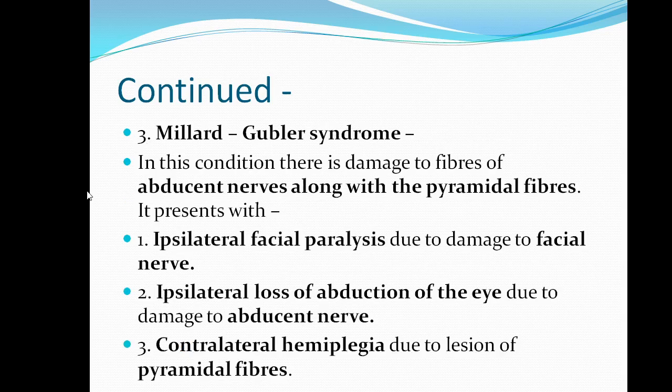Then there are a few very important syndromes. First is the Millard-Gubler syndrome. In this condition, there is damage to the fibers of abducent nerve along with the pyramidal fibers. It presents with ipsilateral facial paralysis due to the damage of the facial nerve, the ipsilateral loss of abduction of eyes due to the damage to the abducent nerve, and contralateral hemiplegia due to the lesion of the pyramidal tracts.